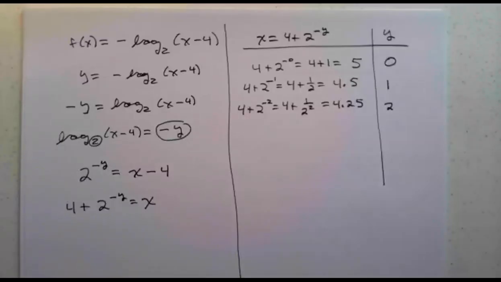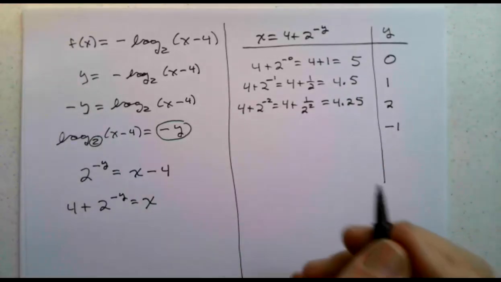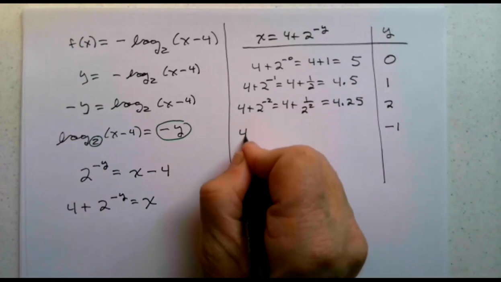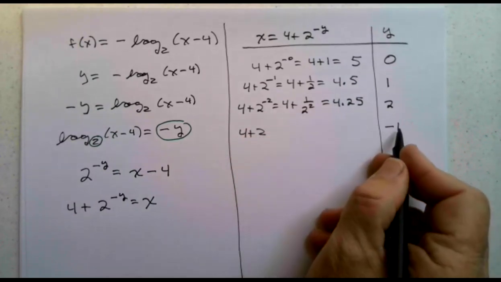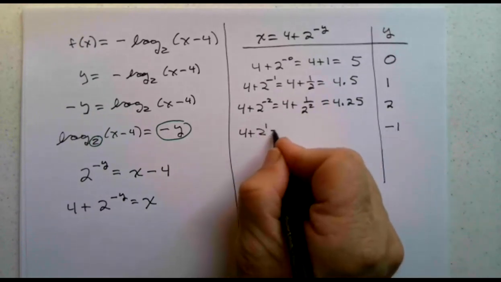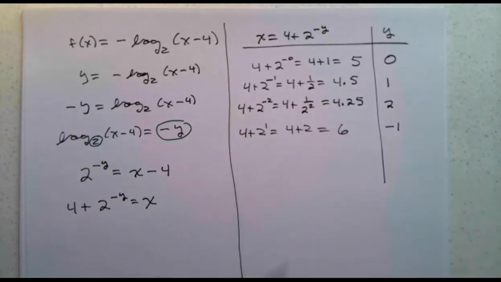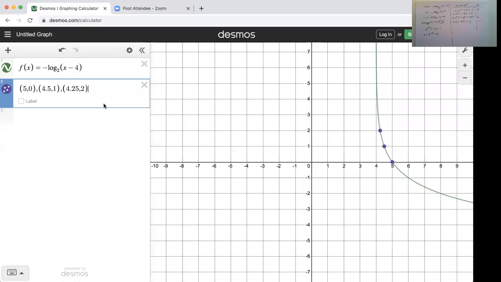If y is negative 1, what do we get? We get x is 4 plus 2 to the negative y. The negative of negative y would be positive y in a sense. The negative of negative 1 is positive 1. So this is 4 plus 2, which equals 6. That point, 6, negative 1, isn't that what we said it was going to be? You come back here, and we see 6, negative 1.